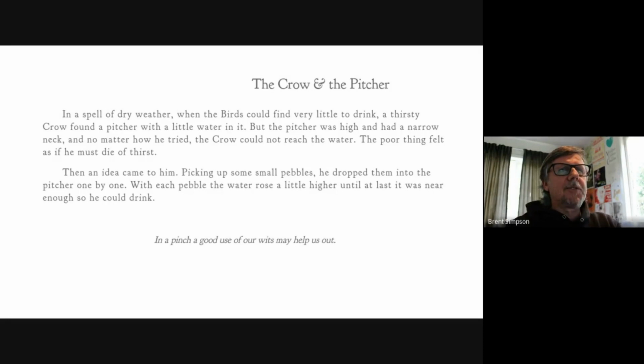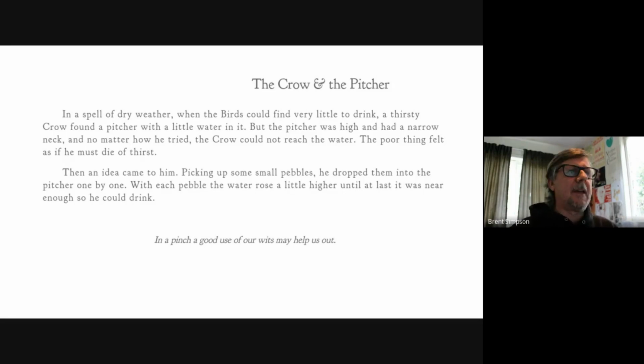In a spell of dry weather, when the birds could find very little to drink, a thirsty crow found a pitcher with a little water in it. But the pitcher was high and had a narrow neck, and no matter how he tried, the crow could not reach the water. The poor thing felt as if he must die of thirst. Then an idea came to him. Picking up some small pebbles, he dropped them into the pitcher one by one. With each pebble, the water rose a little higher, until at last it was near enough so he could drink.